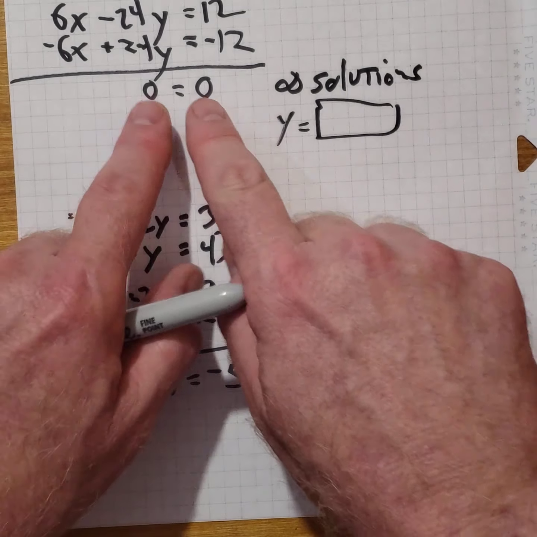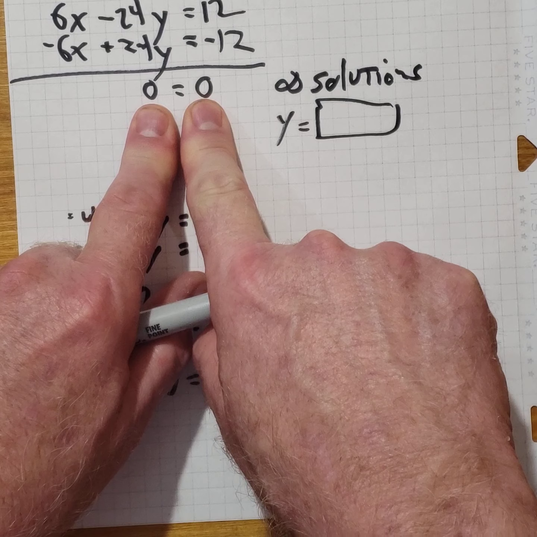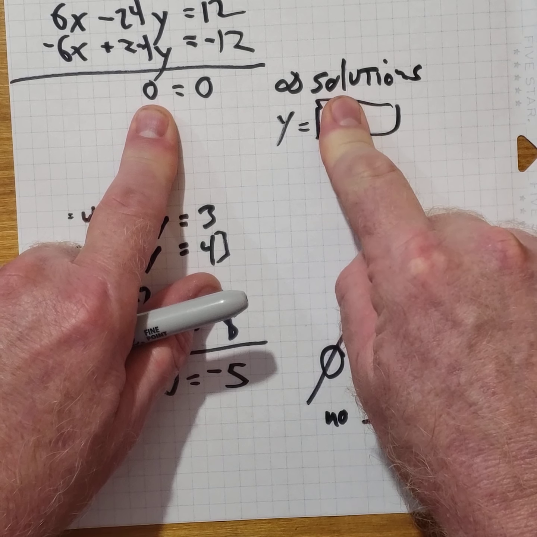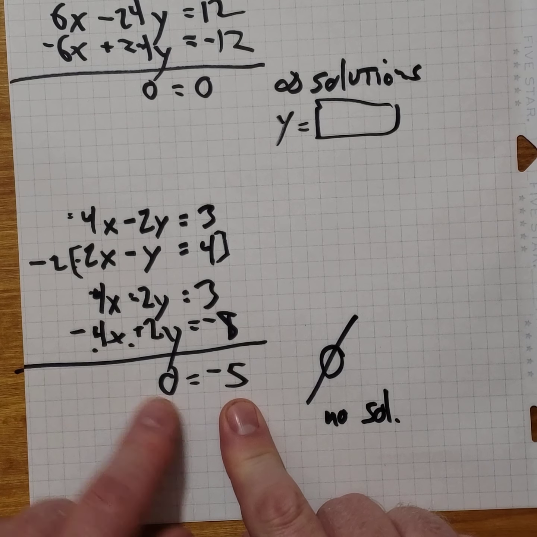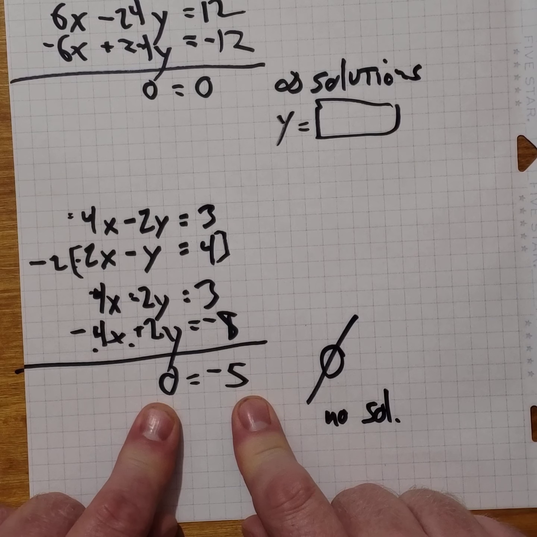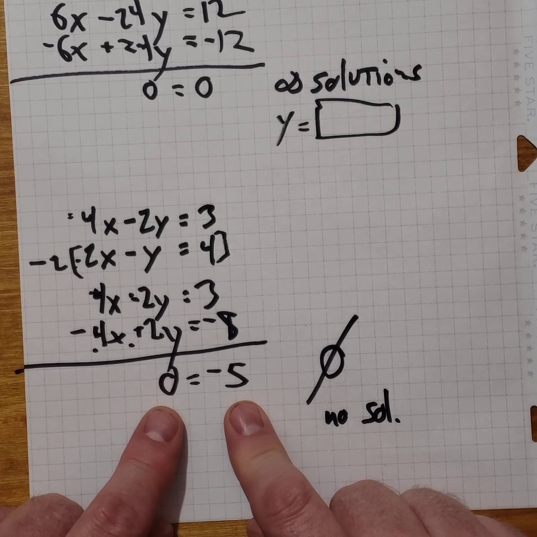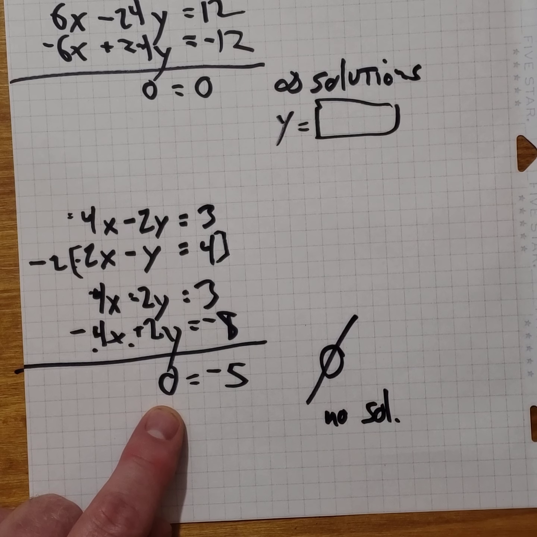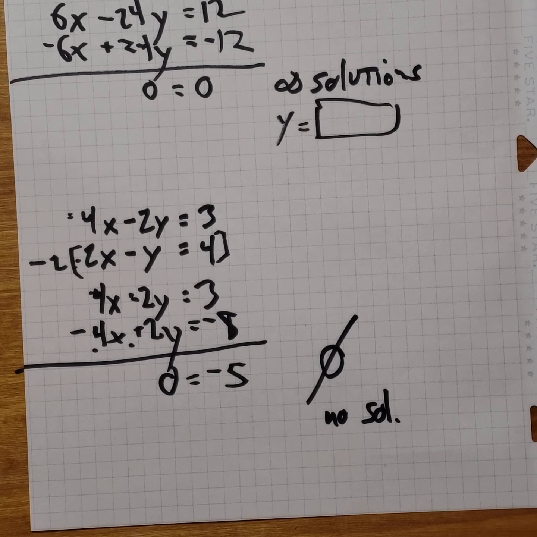So if everything cancels, you get 0 equals 0, infinitely many solutions. If the left side cancels, but you're left with a number on the right, you're left with an equation that is untrue, nothing can make that true, there are no solutions. And those are the only special cases you're likely to run into.